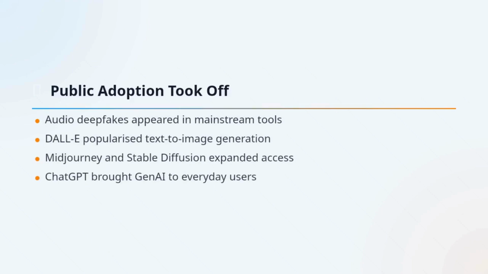Public adoption accelerated in the early 2020s. In 2020, 15.ai showed that convincing character voices could be generated with minimal training data, making audio deepfakes more mainstream. In 2021 and 2022, DALL-E, Midjourney, Dream by Wombo and Stable Diffusion brought text-to-image generation into public view. Then ChatGPT's release in late 2022 made generative AI feel useful and accessible for everyday text tasks.